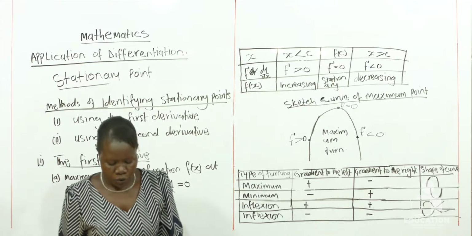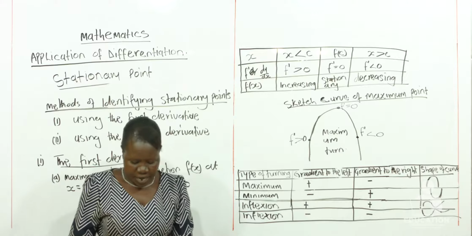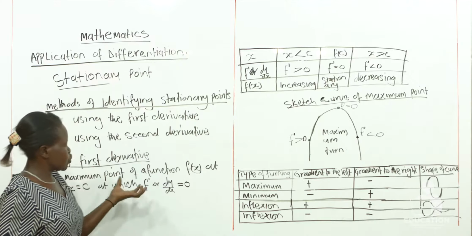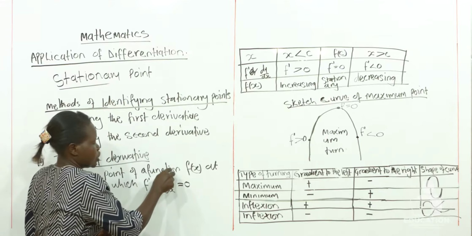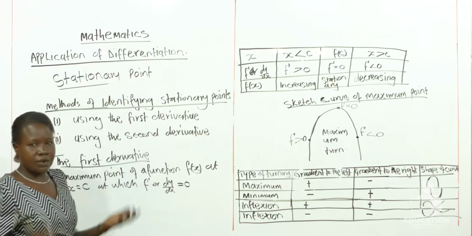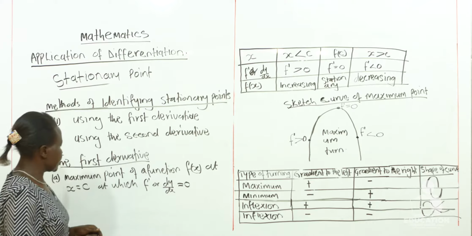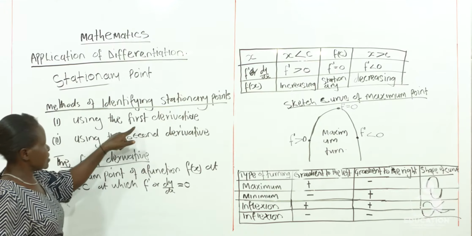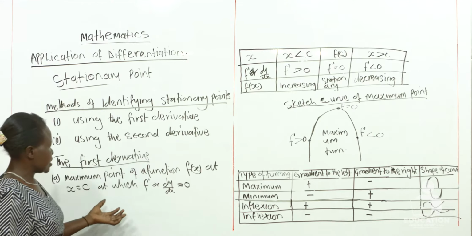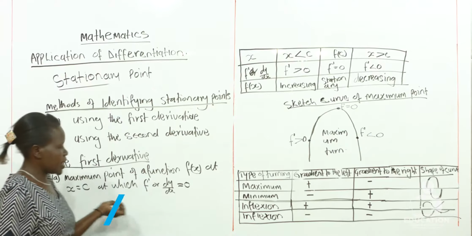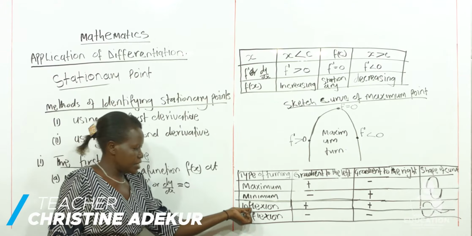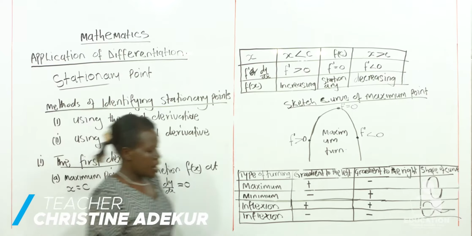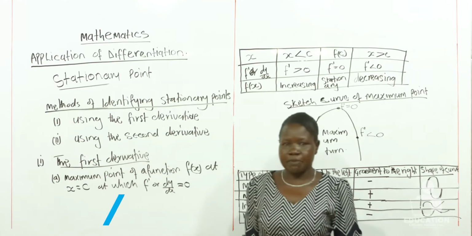Our dear learners, for now I would like us to stop at this part. Then we shall continue from the next lesson how to use the first derivative in identifying the minimum and then inflection, and that marks the end of application on stationary points.